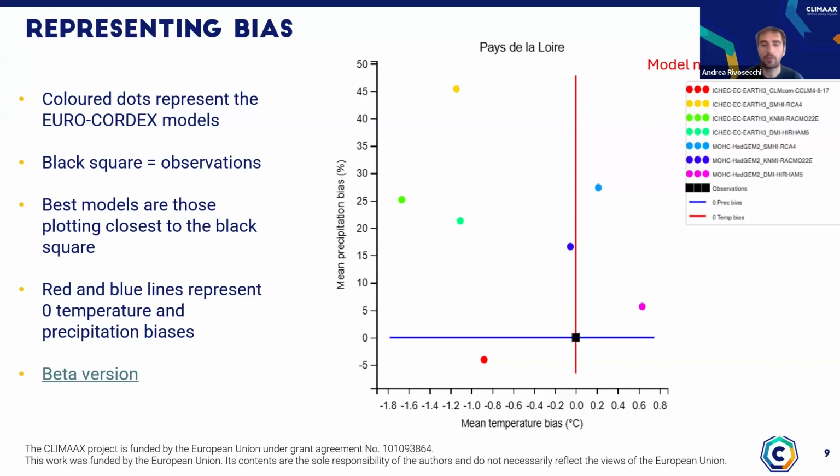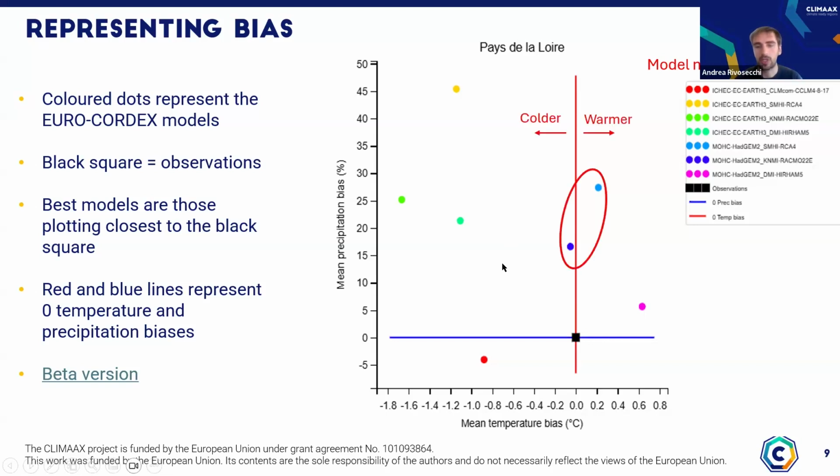So after that, you can see down here, this black square that represents the observations. And so as you can see, the black square plots at the 0, 0 in the axis, because of course, that's what we aim for. So the observations have 0 bias in both precipitation and temperature. And then to guide you better in interpreting the plot, we also added these blue and red lines.